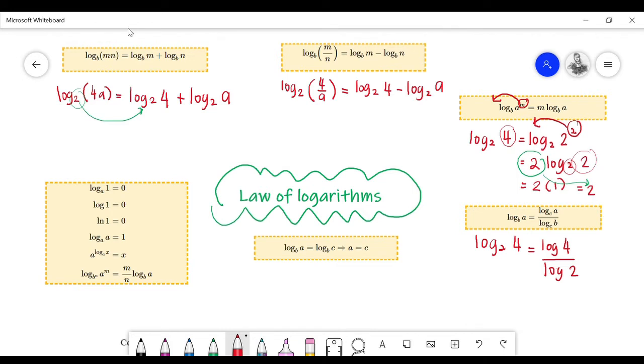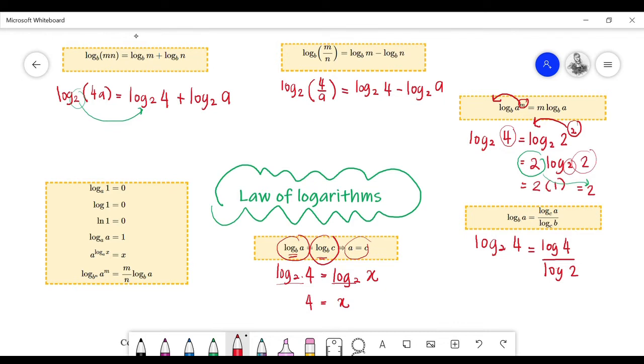Next is log base b of a, and log base b of c. When you have equal logs like this with the same bases, then the arguments can be equated. So just write down a equal to c. For example, you have log base 2 of 4 equal to log base 2 of x, then this log base 2 can be vanished, so you can write down 4 equal to x.